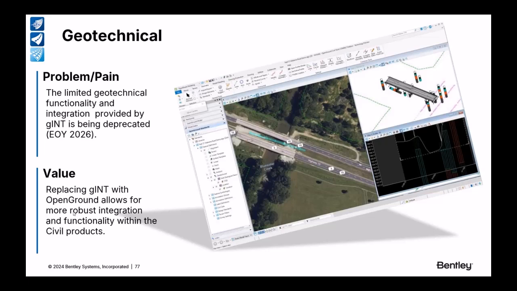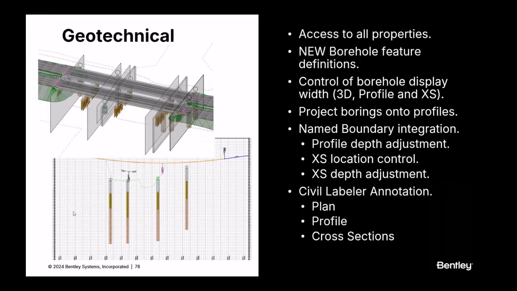So what we've done is we've integrated the OpenGround functionality into here. Now, when I say integrated, this is much more than we've ever had before with the GINT integration. What you'll see here is that we've got true integration. The boreholes that exist are actual objects in the OpenRoads, OpenRail, OpenBridge, and OpenTunnel products now. Across the civil platform, they understand this geotechnical information. They understand that a borehole is a borehole and what its properties are.